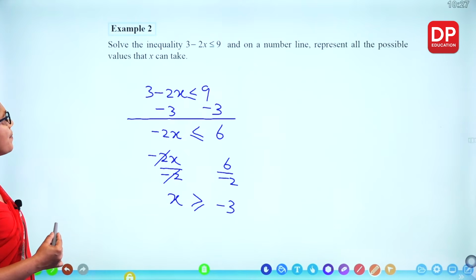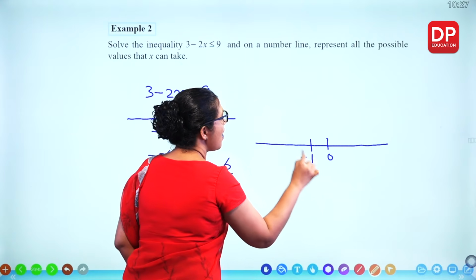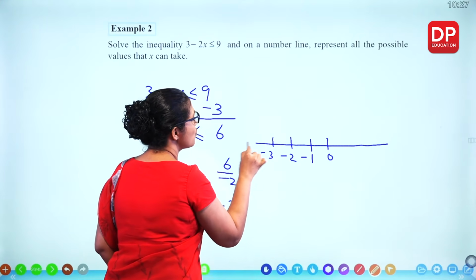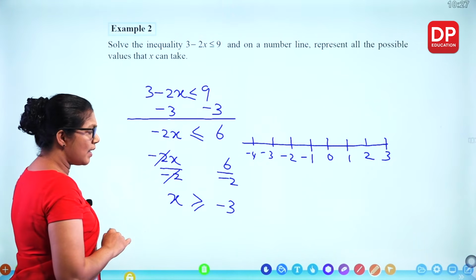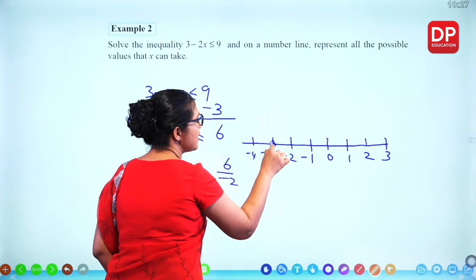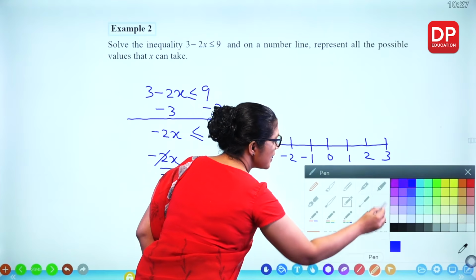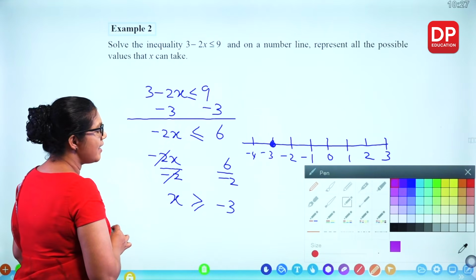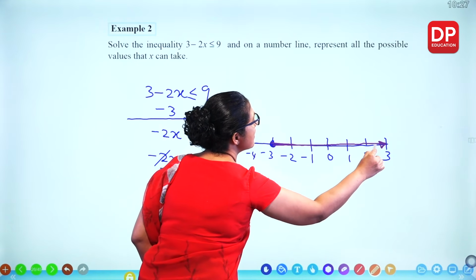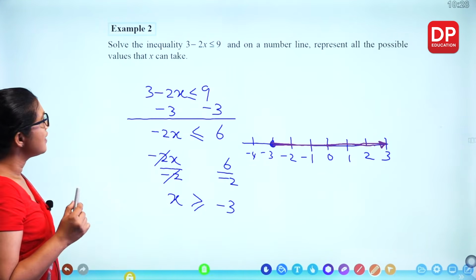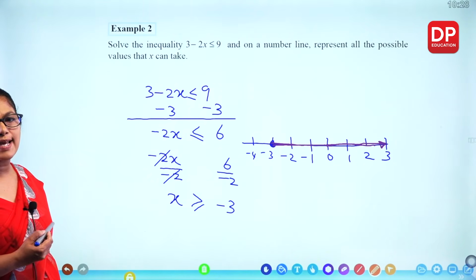So how can we represent this on a number line? We can mark several numbers close to minus 3. And then this is equal as well, so a solid circle on top of minus 3. And then look at the side, greater. x is greater than or equal to minus 3. That means towards the right hand side. So that's what it asks here. Represent all possible values that x can take.